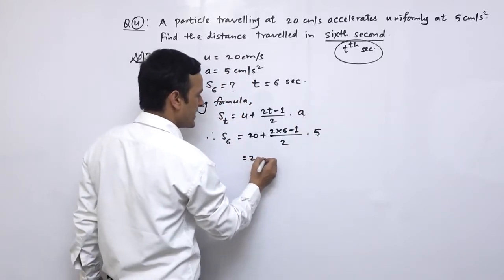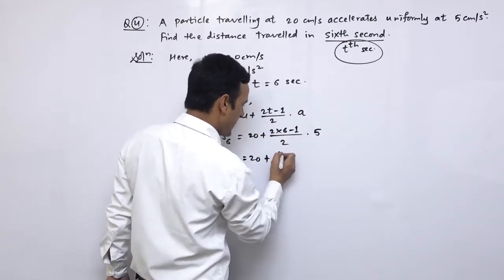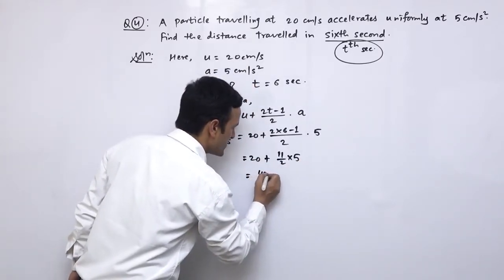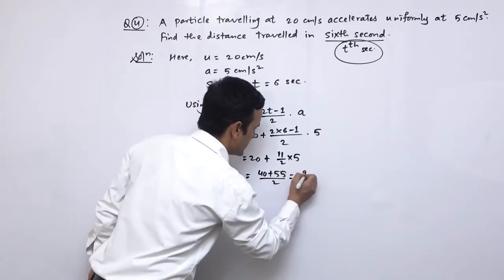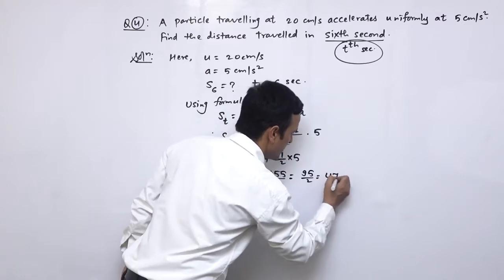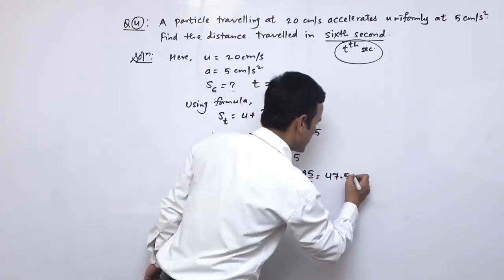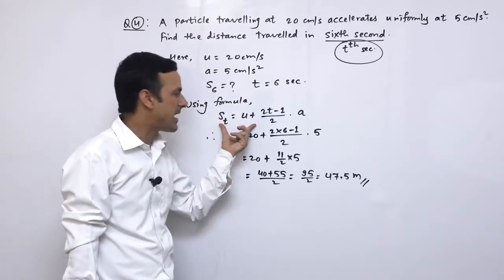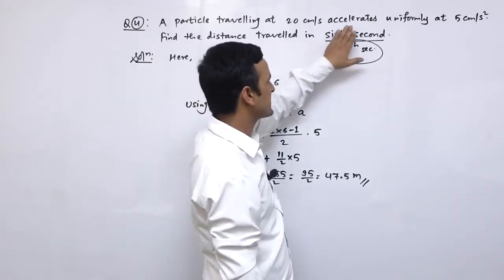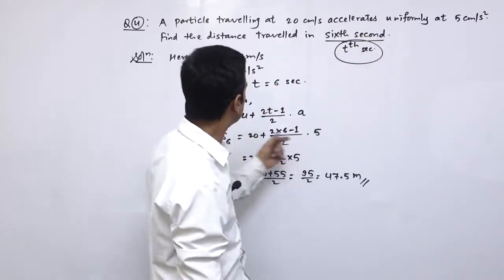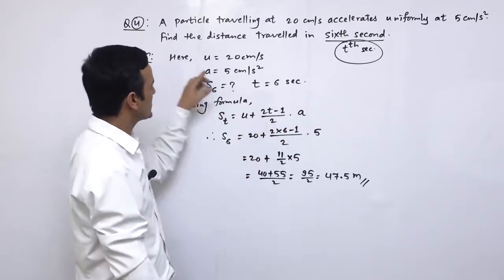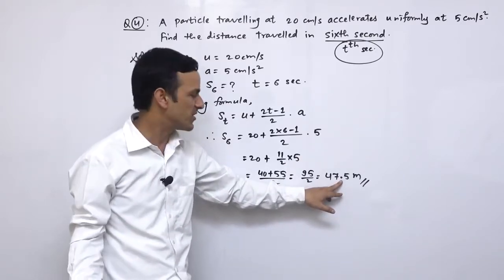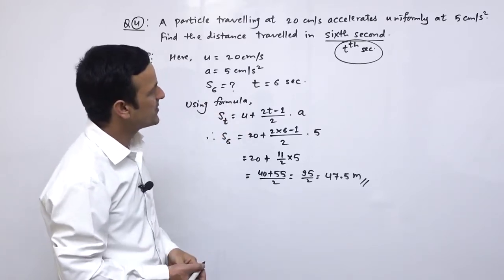So if you solve it, then we get 20 plus 12 minus 1, 11 by 2 into 5. So if you solve it, then we get 22 is 40 plus 55 divided by 2, and it is 95 by 2, and it is 2 4 is 8, 2 7 is 14, and this one. So this is the distance covered by the body. Keep this formula in mind. When we are going to find the distance for a particular time or tth second, then we can apply this formula, and substituting all the values in this formula, we get this one. After simplification, we get 47.5 meter. So this is the solving process of this question.